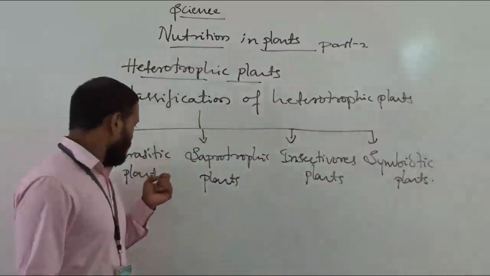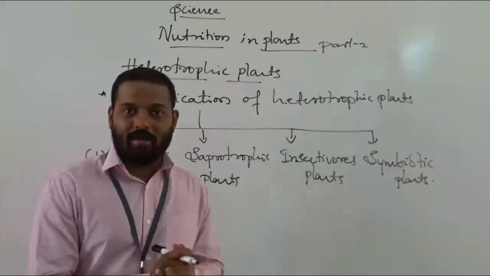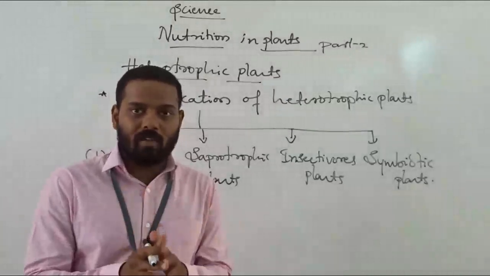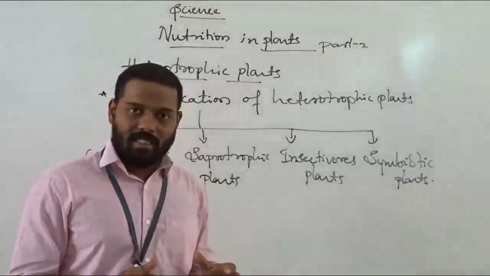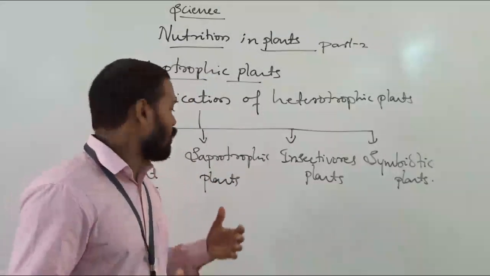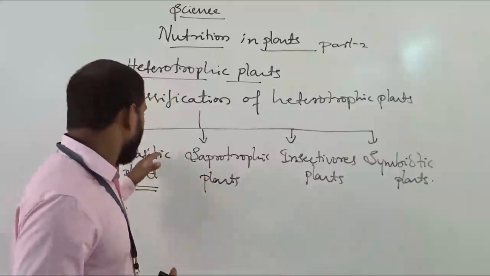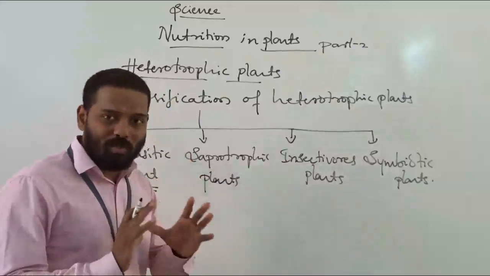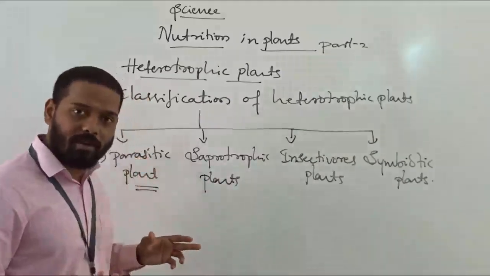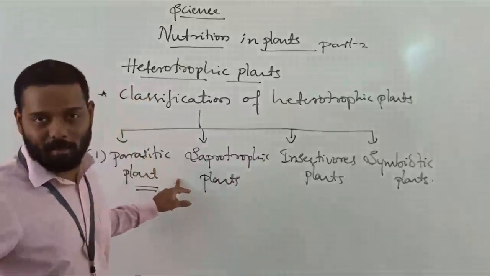Coming to the parasitic plants. What do parasitic plants mean? Parasitic plants are living organisms that cannot prepare the food. We can call them non-green plants. That means they don't have chlorophyll in them. If they don't have chlorophyll, those plants cannot prepare the food, right? So how will these plants get the food then? These plants depend on other plants for food.